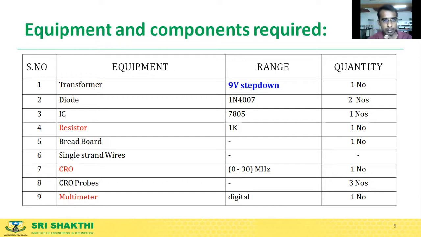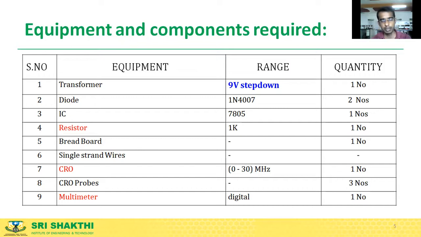We need one step down transformer and two IN4007 diodes, because it's a full wave rectifier. In case of a bridge, we need 4. Then we need an integrated chip, the regulator IC 7805. It can be even 7812. If we need the output voltage to be 5 volt, we need 7805. If we need 12 volt, then it is 7812. Then we need a load resistance of 1 kilo ohm.